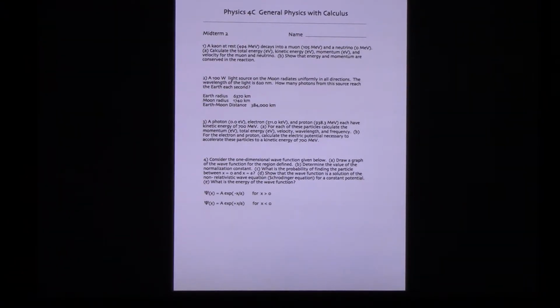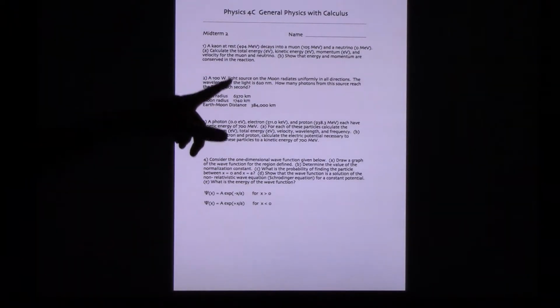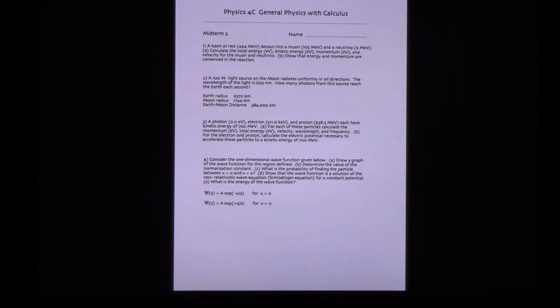But the first problem, it's talking about these particles decaying into other particles, and it's a kaon decaying into a muon and neutrino. Now the numbers that are given there, the 494, 105, and 0, those are the masses. Those are the MC squared values. And what we're supposed to calculate are the total energies, kinetic energies, momentum, velocity for the decay particles. Now we know how to do this. We've derived formulas in chapter 36 using relativity to solve for all of these quantities.